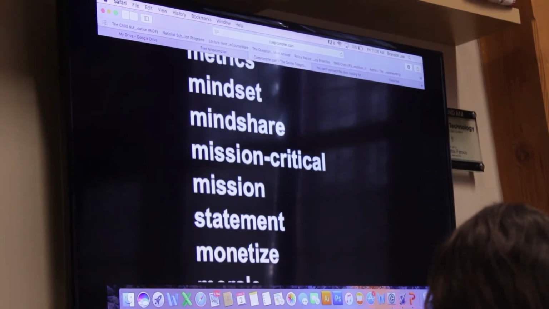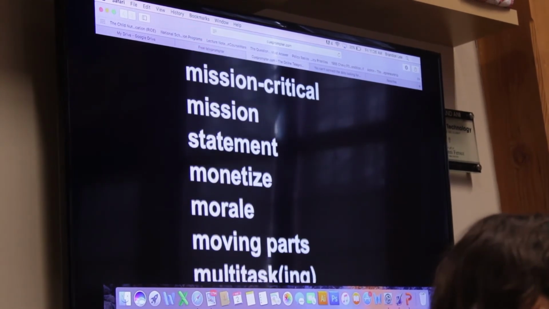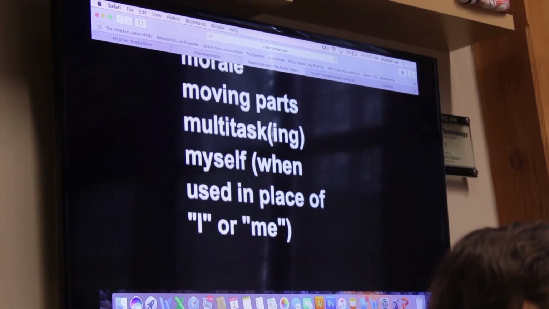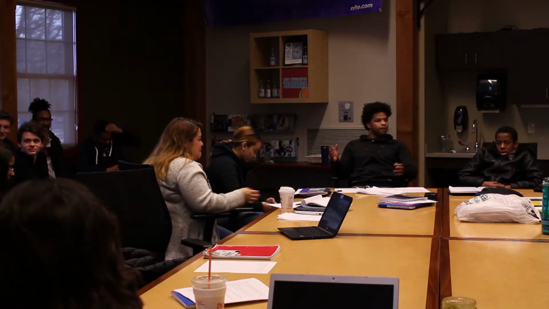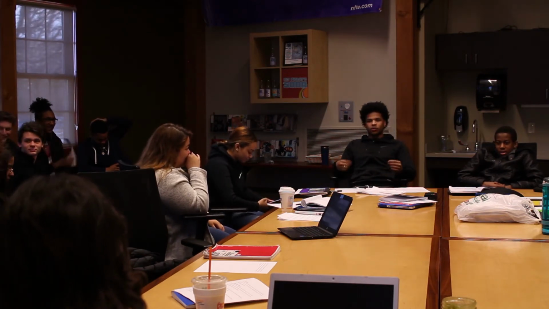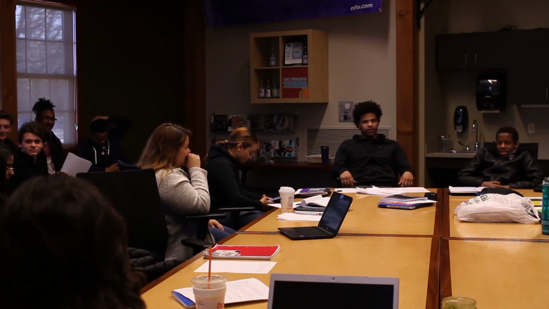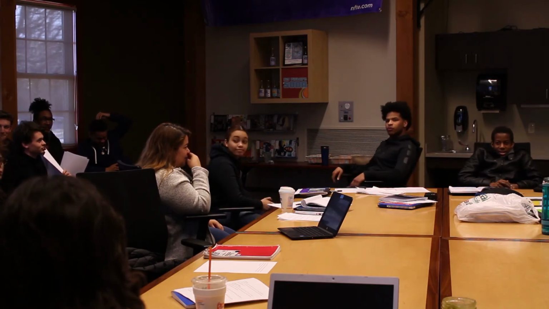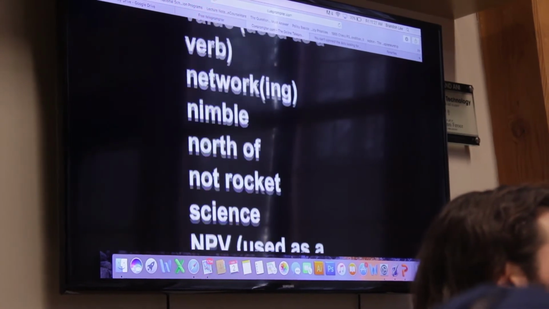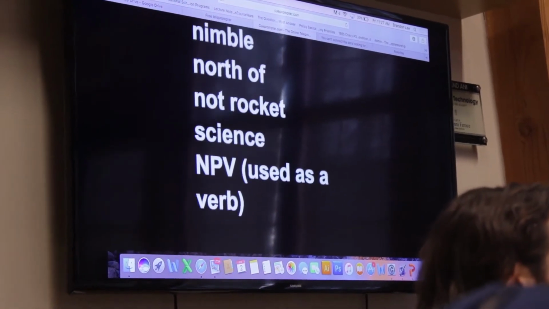And they also have the same mind share. Mission critical, mission statements, monetarize, moralize, moving parts, multitasking, myself, and nailing the jello to a tree. We use napkins, negative growth, net profits. We are very future-proof, networking, nimble. And that'll be it for today's episode of Chit and Chat.